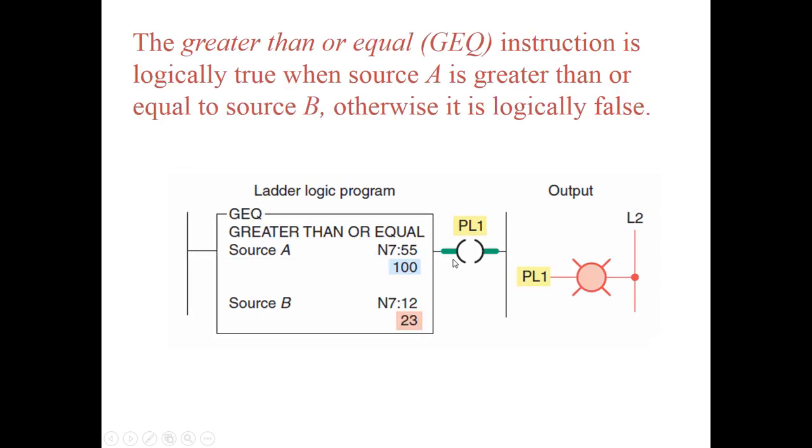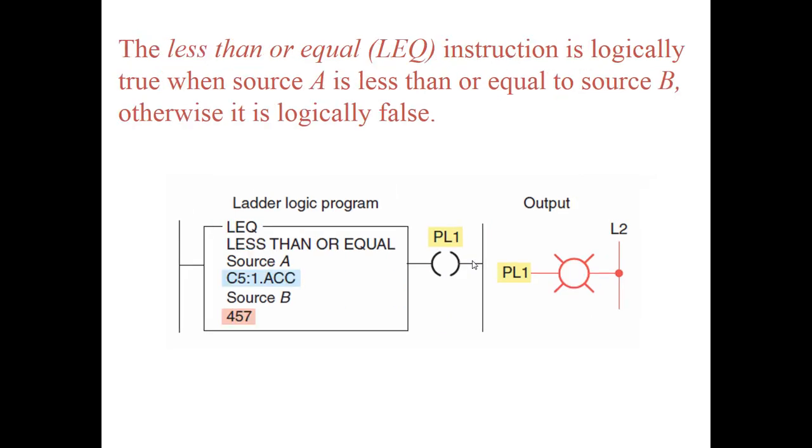Greater than or equal to. Once again, if 100 is greater than or equal to this, turn the light on. If it's not, the light won't be on. Less than or equal to.